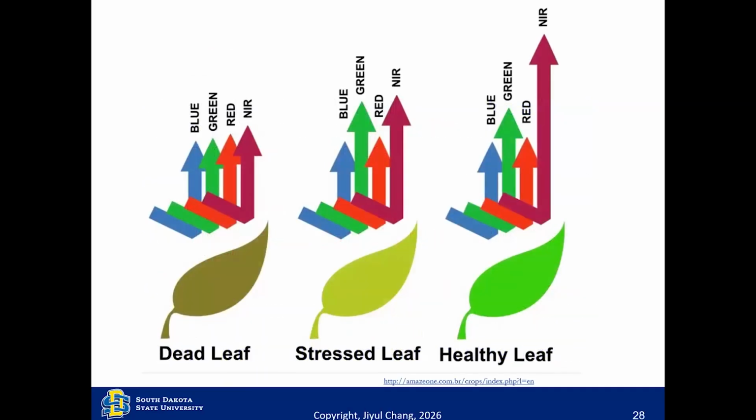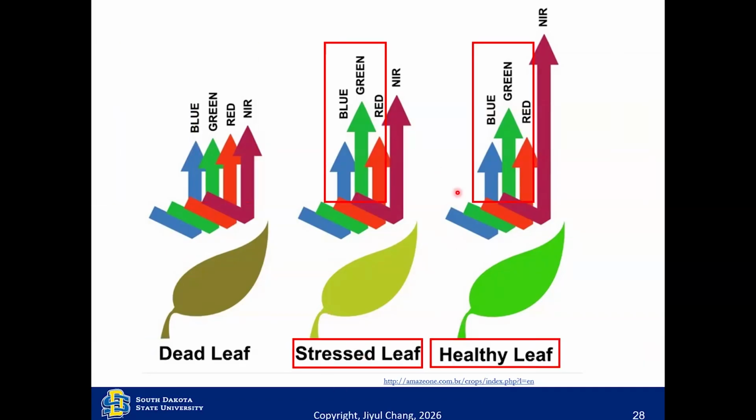Here is an example of the reflectance of a dead leaf, a stress leaf, and a healthy leaf. I don't care about the dead leaf because the human eye can find a dead leaf very easily. But the problem is the stress leaf. The reflectance pattern of blue, green, and red of a stress leaf and of a healthy leaf are almost the same. If they are the same, the human eye cannot separate these two. The human eye does not know whether this plant is under stress or not.